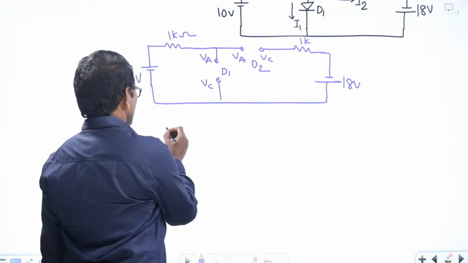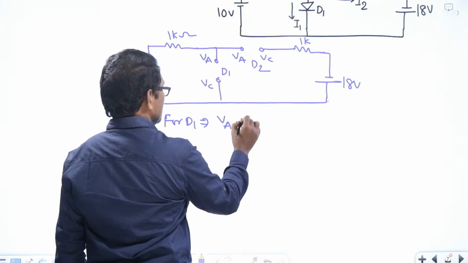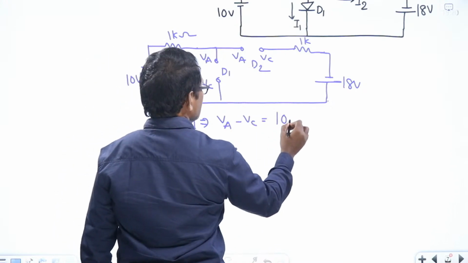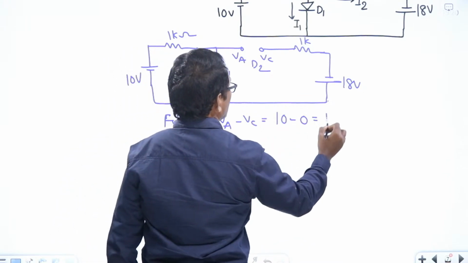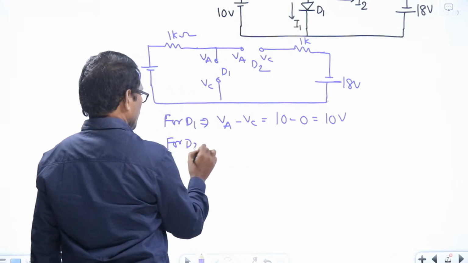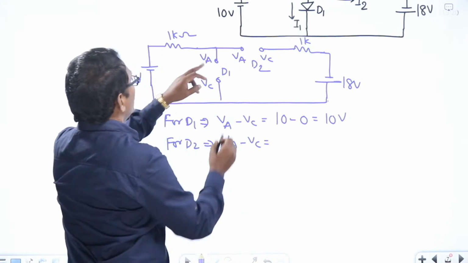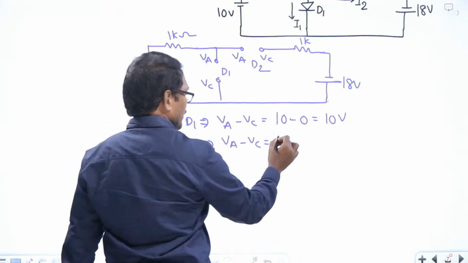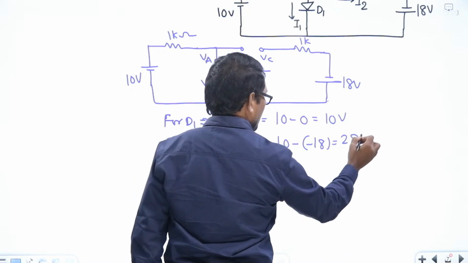So here for D1, VA minus VC is equal to 10 minus 0, that is equal to 10 volts. And for D2, VA minus VC is equal to 10 minus of minus 18, that is equal to 28 volts.